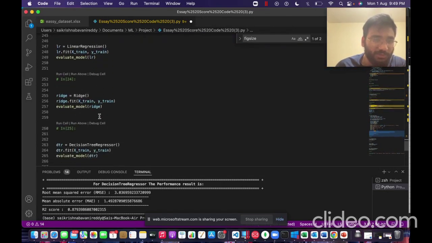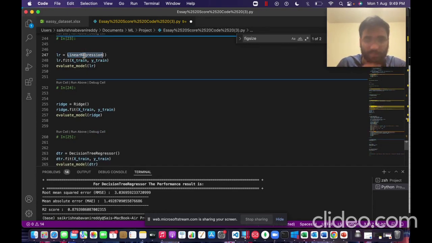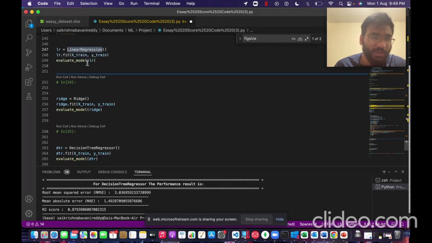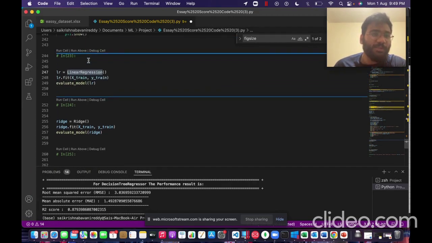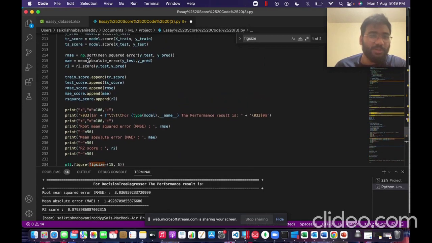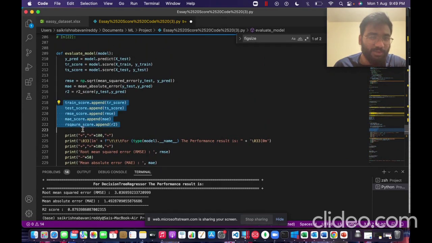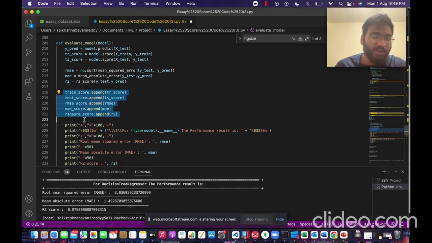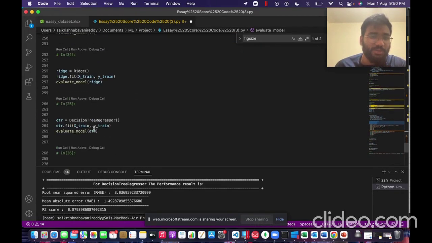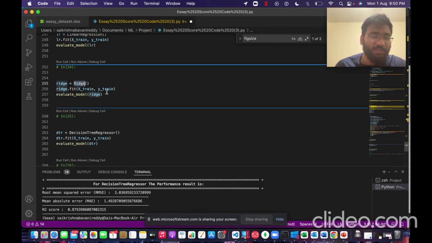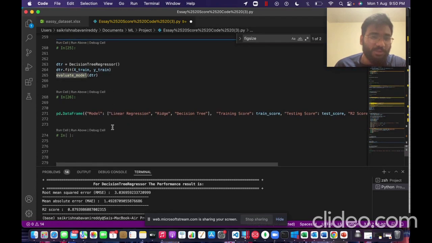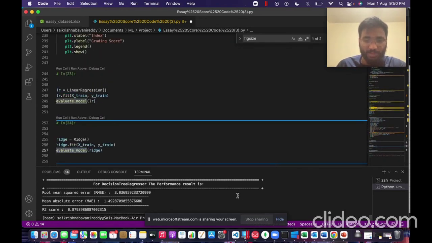So here we have the linear regression. The data I found using this linear regression is passed into the evaluate model. This evaluate model finds all these values for the training score, test score, root mean square error, and r square value, and displays them. The same thing applies to the ridge model: I use the ridge model to grade the essays, and then pass those values into the evaluate model. The same is done for the decision tree. So let me execute my code now.